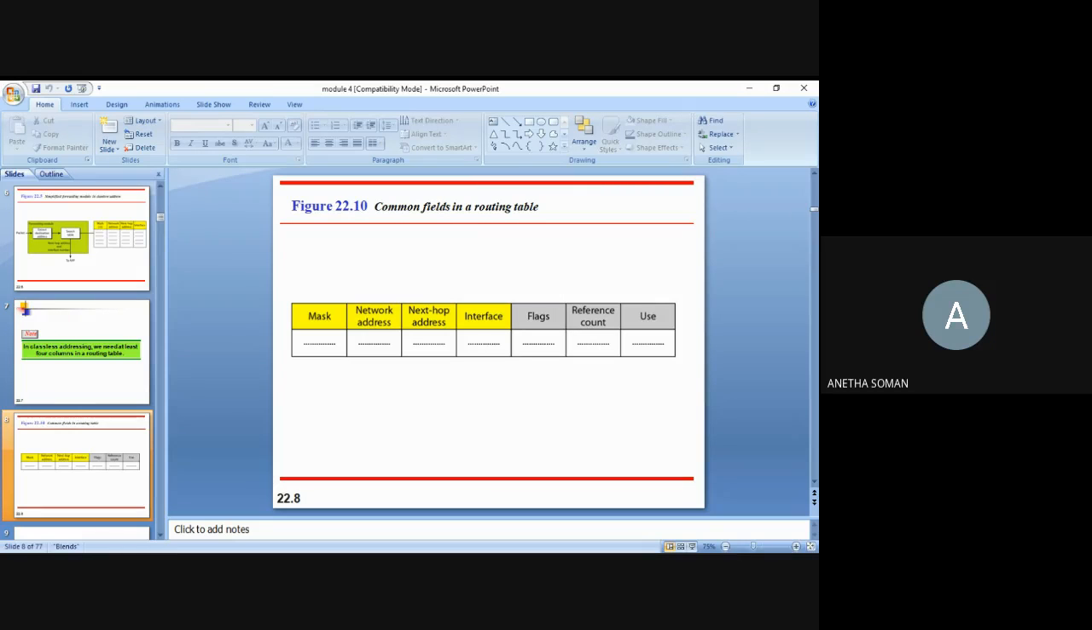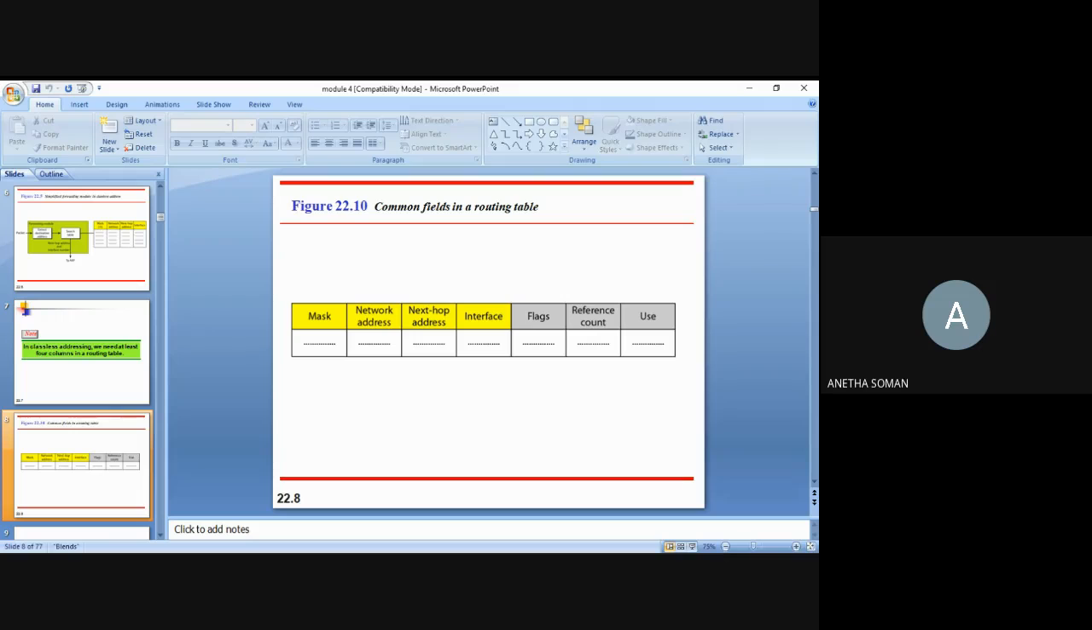Now the last field is modified by redirection, that is nothing but capital letter M. That M flag indicates that the routing information has been modified by a redirection message from ICMP. So you have got 5 different flag fields in a routing table. The first one is up flag, second is gateway, third is host specific, fourth is added by redirection, and fifth is modified by redirection. So you just understand what is the function of each flag.